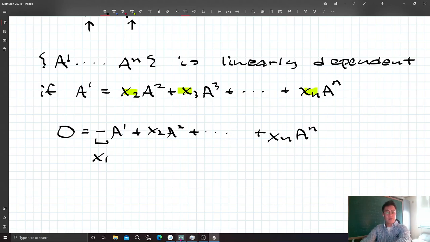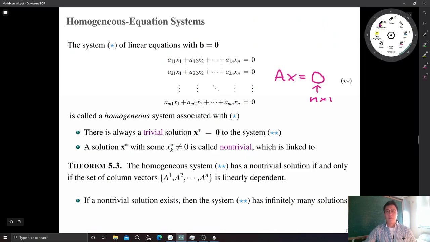Because, going back to the slide, if we take a look at the first term of each equation, that is a super 1, the first column of the coefficient matrix, times x1, and the second term of each equation is nothing but the second column of matrix A times x2, and so on. So we have n vectors, a super 1 to a super n, and then we have n coefficients from x1 to xn.